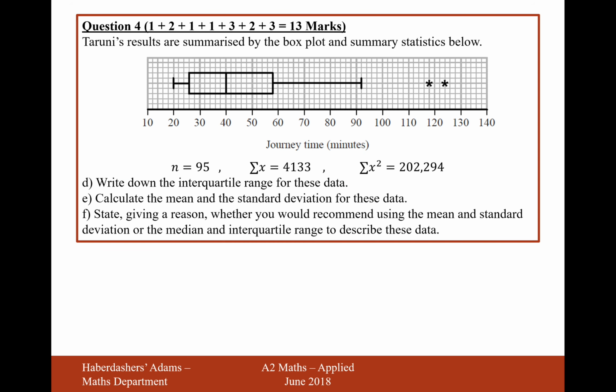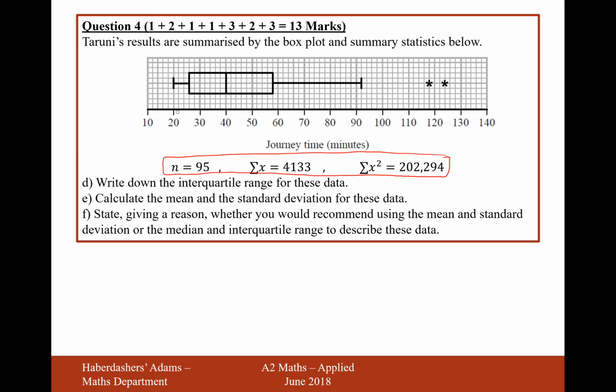Moving on to parts D, E and F. Taruni's results are summarised by the box plot and summary statistics below. So this is the box plot and these are the summary statistics here. Okay, so write down the interquartile range for this result.